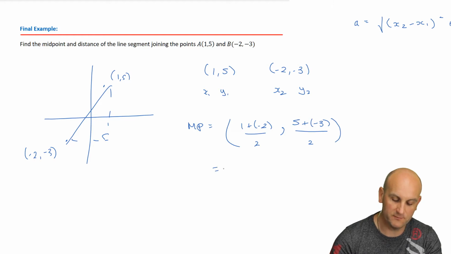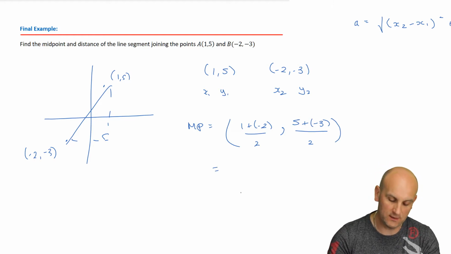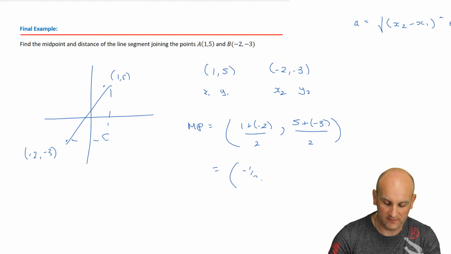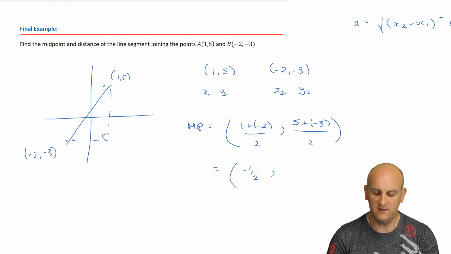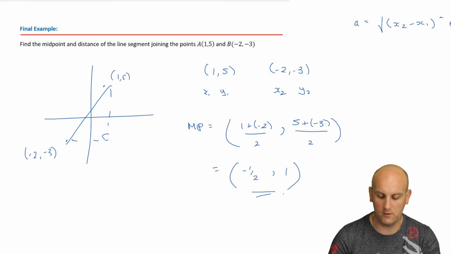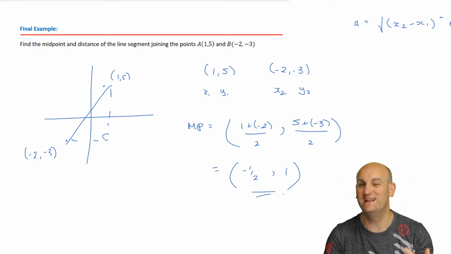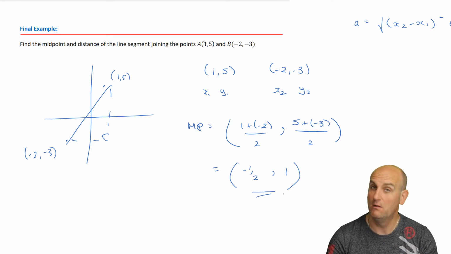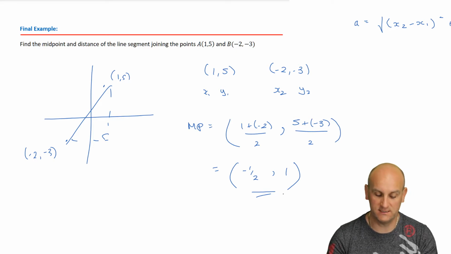Yeah, now obviously those minus signs are critically important. So we get 1 minus 2 is -1. So that's going to give me -1/2. And 5 plus -3 is going to give me 2 divided by 2 is 1. And lo and behold, there is my midpoint. I didn't really need to draw that diagram, but it didn't hurt. Some people might like to do it.